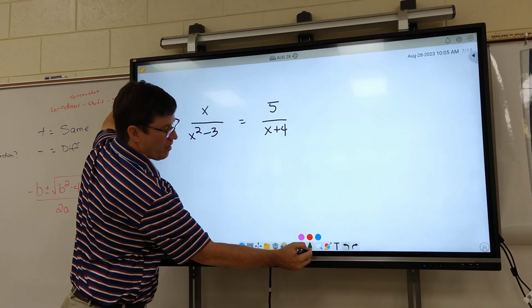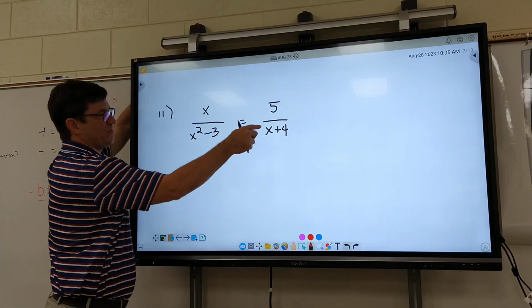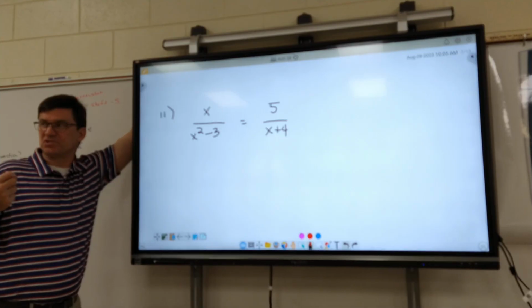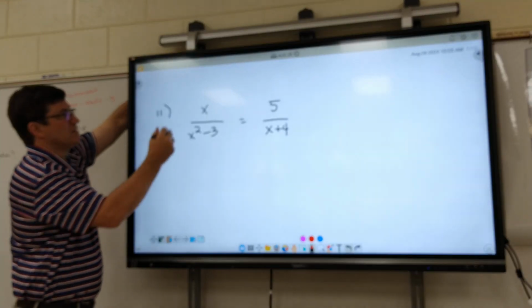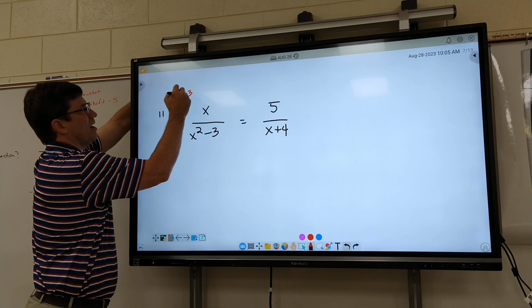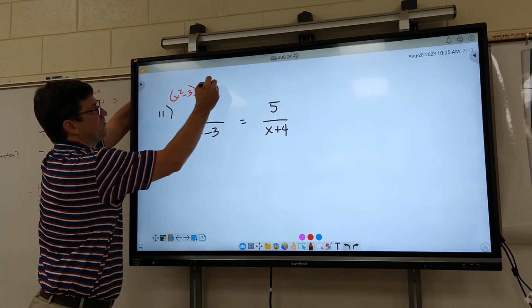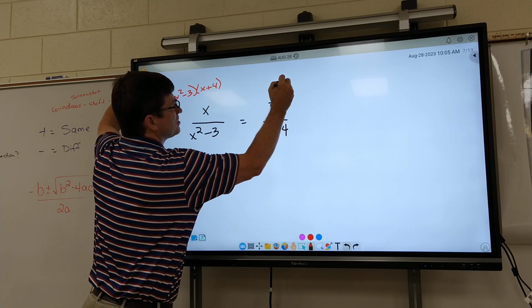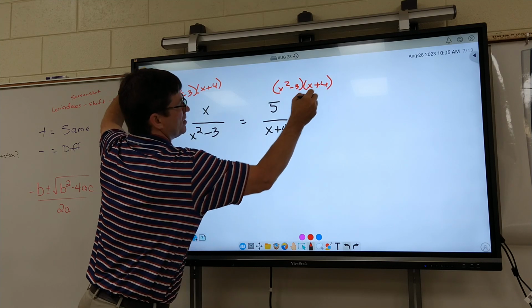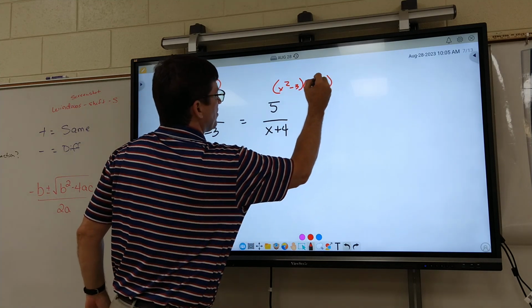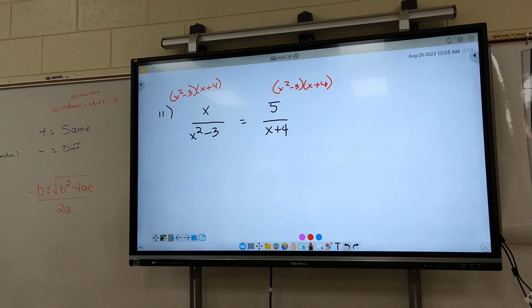All right, so new step. Since we've got plus signs and minus signs, our rules change. I just want you now to use everything that's on the bottom one time each. So my common denominator is going to be x squared minus 3 and x plus 4. And I write that above each fraction. All right, so again, the rules change when you have plus signs and minus signs on the bottom. You just write everything one time each.